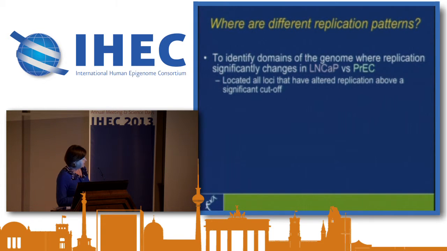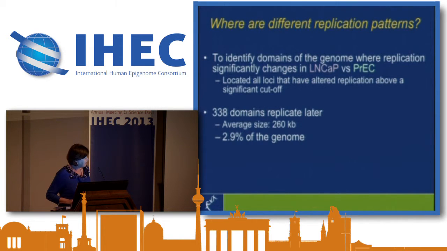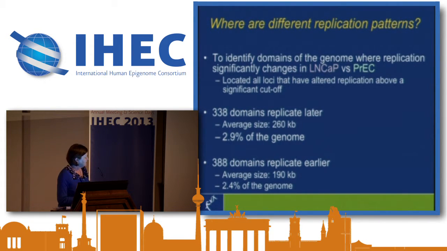So to identify the domains in the genome where the replication significantly changed between Allen-Cap and PREC cells, we located all the loci that had altered replication above a significant cutoff, and using this fairly high cutoff, we identified over 300 domains that replicated later, and that constituted about 3% of the cancer genome. And we identified 388 that replicated earlier. And these domains were reasonably small, 260 and 190 kb.